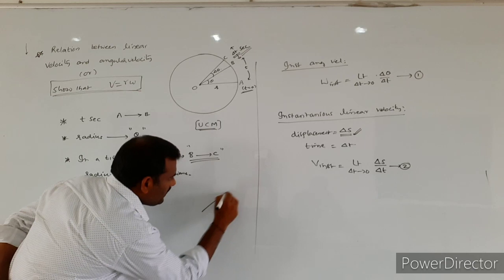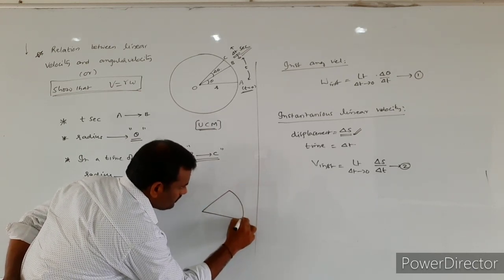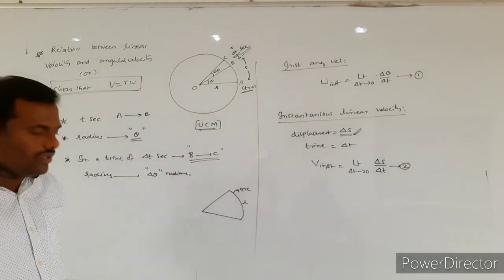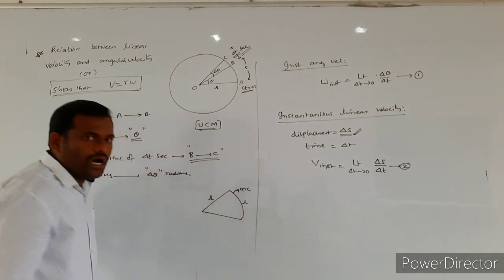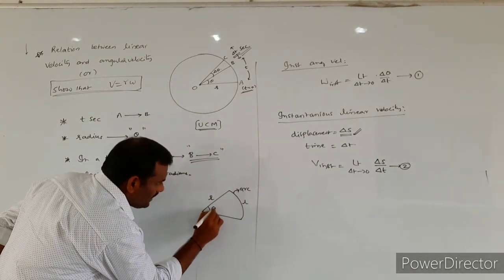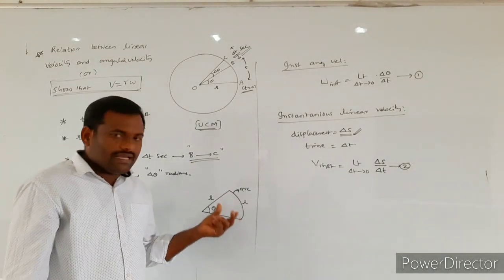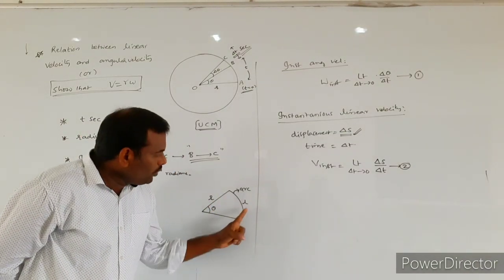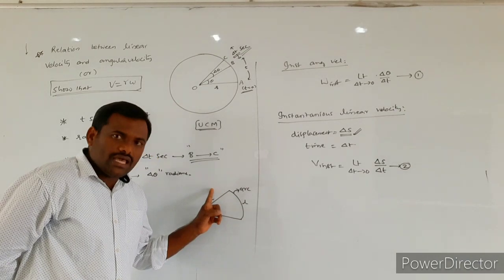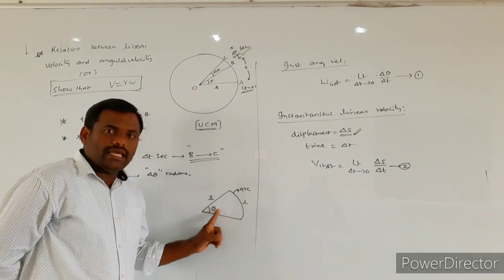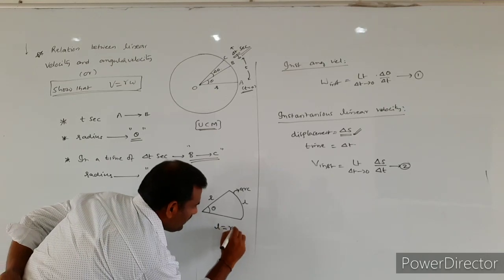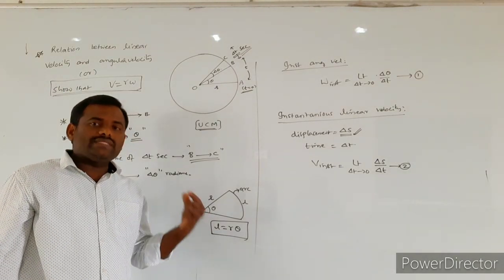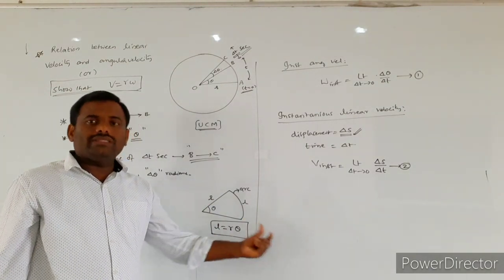And see here, consider an arc whose length is L, and the radius is r, and the angle made by the arc at the center is theta. This comes from geometry. I consider a small portion of the circle with arc length L, radius r, and angle theta. From this we write L is equal to r into theta. Arc length L is equal to radius into theta.